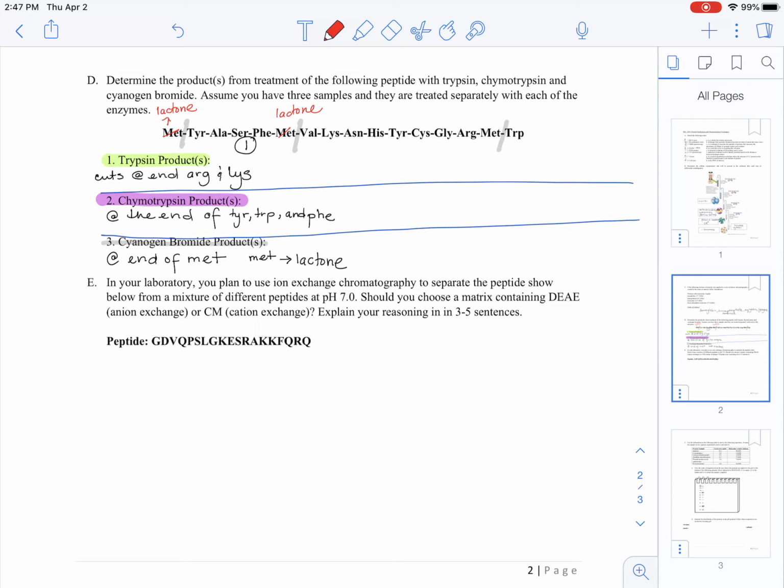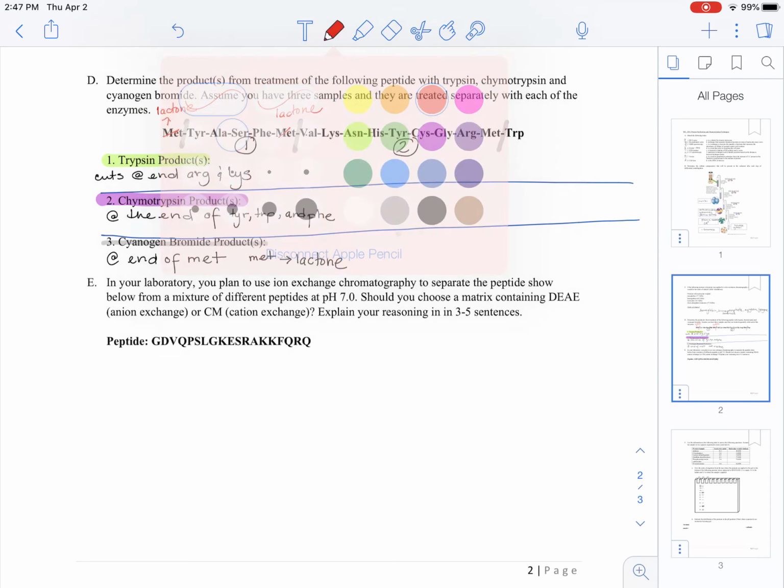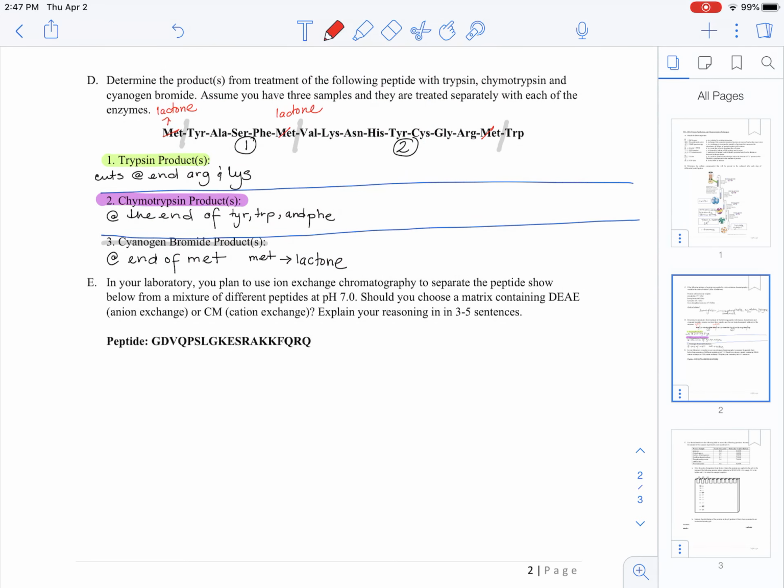Then when we have the next peptide, this is the next segment. So the second one that is formed is going to be valine, lysine, asparagine, histidine, tyrosine, cysteine, glycine, arginine. And remember that whenever we have that methionine, that's going to turn into a lactone.